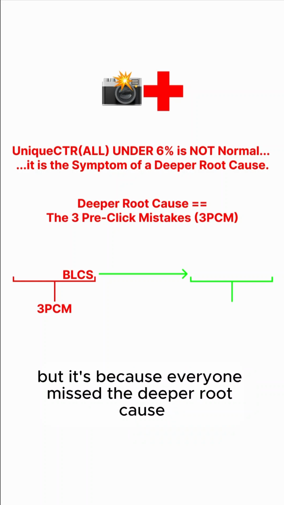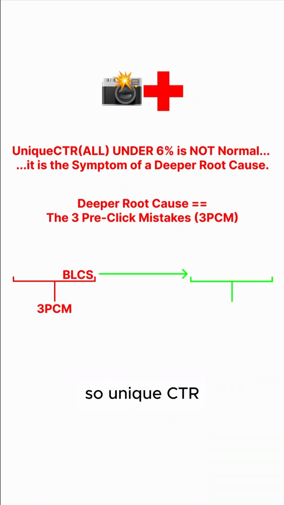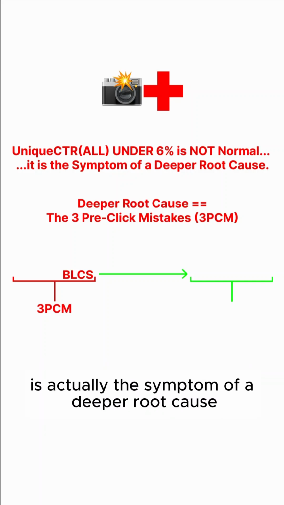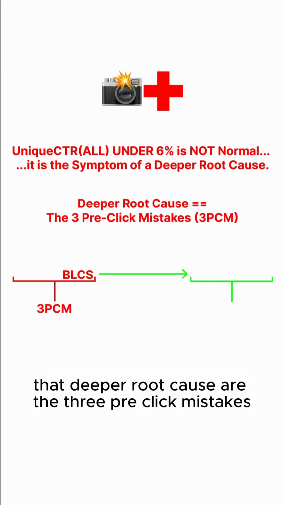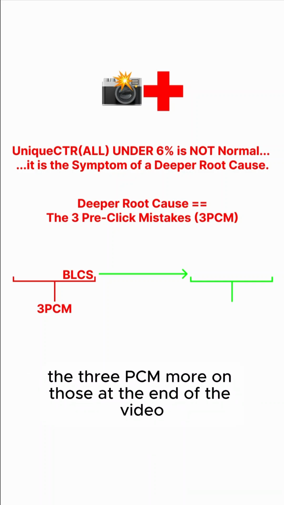Nobody tries to fix it, as everyone believes it's normal, but it's because everyone missed the deeper root cause. So unique CTR under 6% is actually the symptom of a deeper root cause. That deeper root cause is the 3 pre-click mistakes, the 3 PCM. More on those at the end of the video.